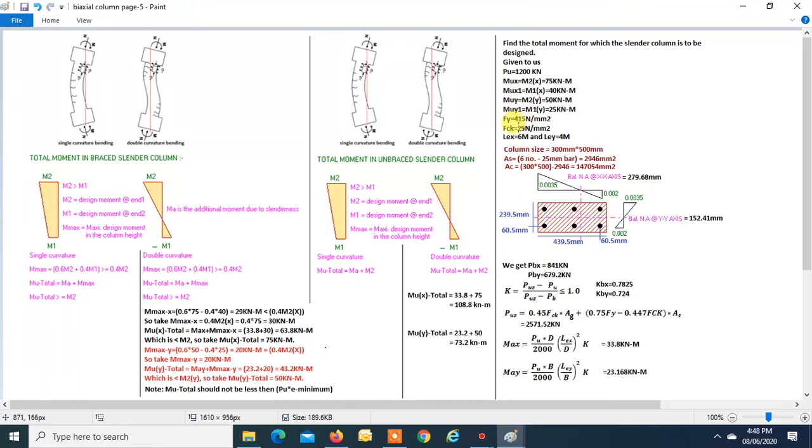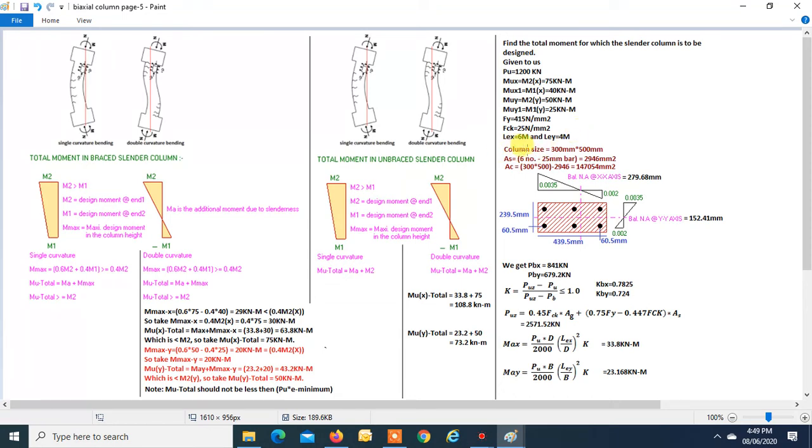Fe415 we are taking as 415, fck we are taking as 25. Effective length with respect to the major axis we are taking as 6 meters. Effective length with respect to the minor axis we are taking as 4 meters. So this divided by D is found to be greater than 12, so the column is slender in this direction. And this divided by 300, that is width, is again found to be greater than 12, so it is slender in that direction too.